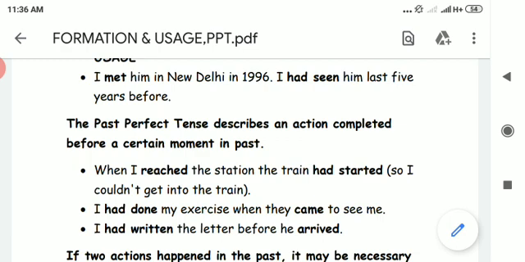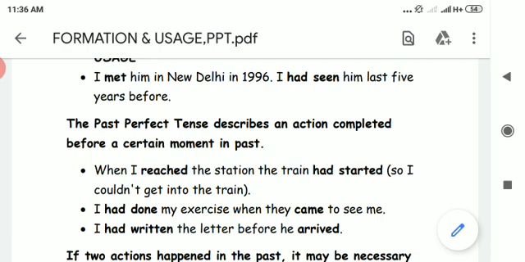You understand? Again, see another sentence. I had done my exercise when they came to see me. Okay? I had done my exercise, earlier action, and that is completed in all respects. When they came to see me is considered to be the later action. Right? Now the later is obviously past simple. I had done my exercise. This is past perfect. You understand?